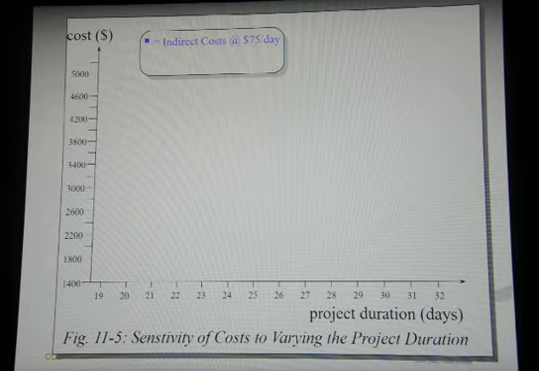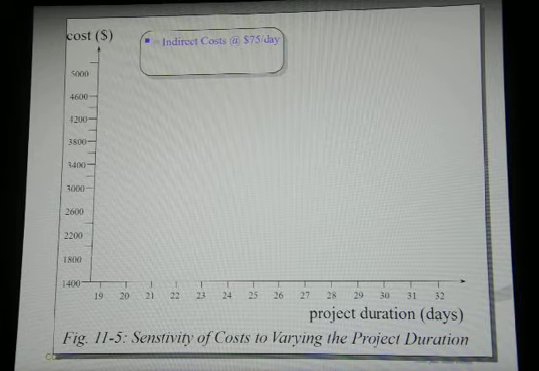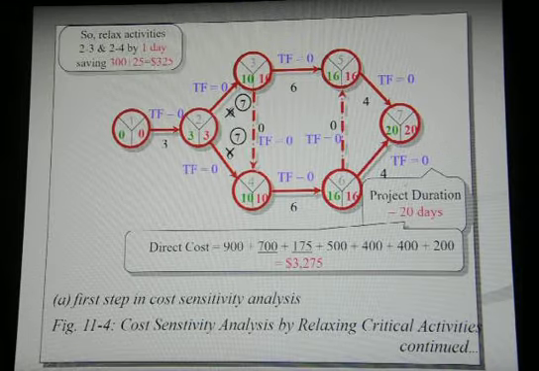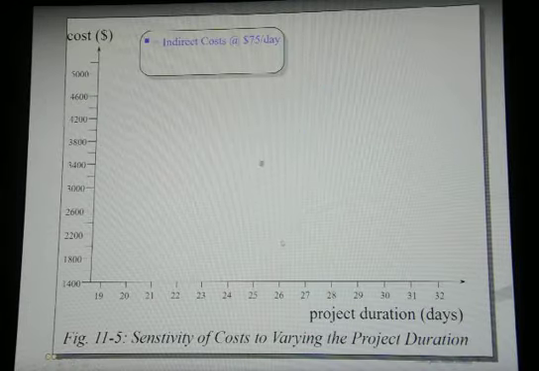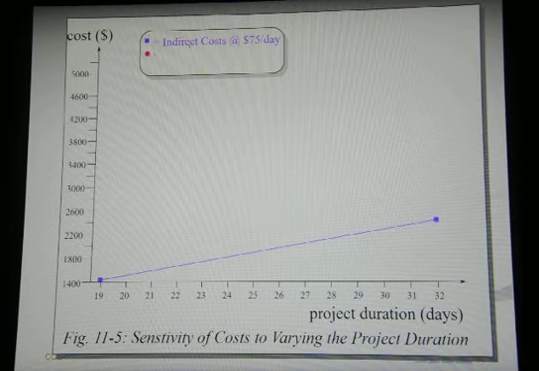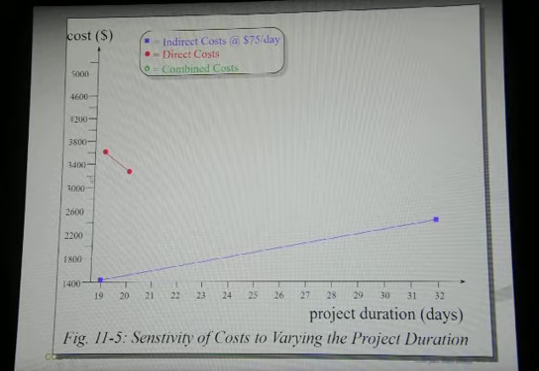So here we will be trying to draw a graph showing for each duration what's the cost, and then at the end you will try to optimize and find the best cost for the best duration. So now, from here, we know that 20 will cost 3275. And this is 20, and this is 3275.